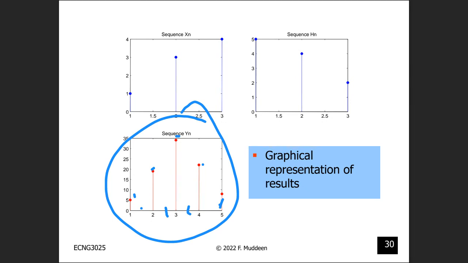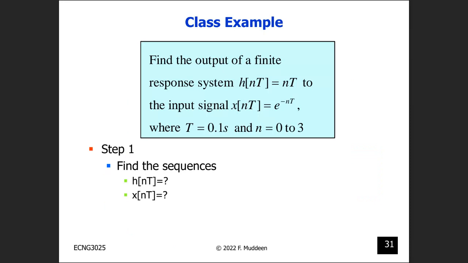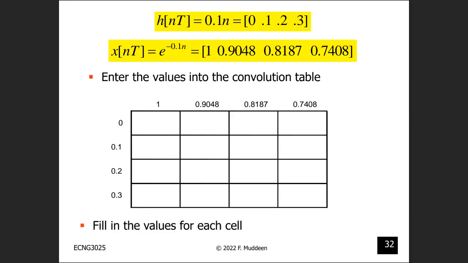So one of the things you can do for homework very simply is to try to find the answer for this one. What is the convolution of this system? The system transfer function is h(nT), where T is 0.01, and the system input is e to the nT. So if I'm going from 0, it will be e to the 0, e to the 0.1, e to the 0.2, etc. So put those values and put them into the convolution table.